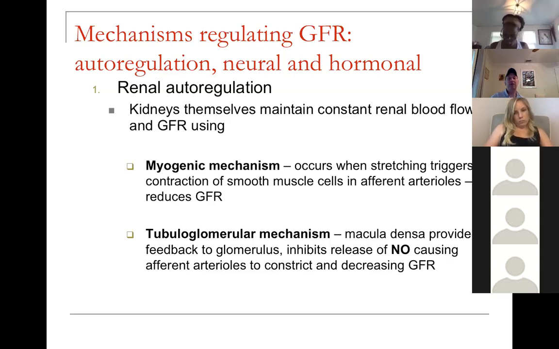That's a pretty nifty mechanism because you think about you're doing that for 180 liters of blood a day without fail. At least till you get old like me. Then all of a sudden you're like, what happened to my kidneys, man?